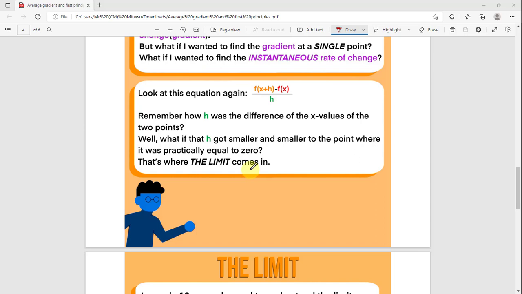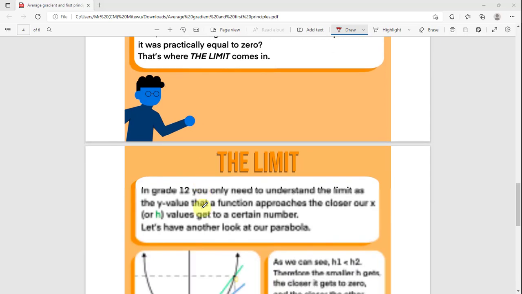So remember how h was the difference between the x values, right? So now what we're going to try and imagine is h getting smaller and smaller and smaller, to the point where it's practically non-existent or negligible, practically equal to 0. So that's where we introduce the concept of the limit.